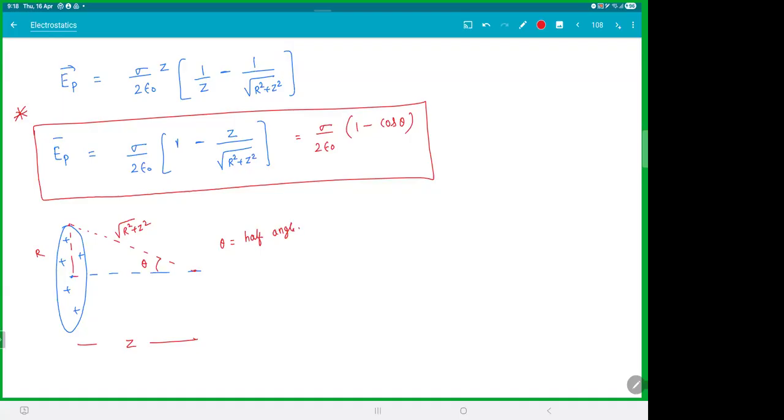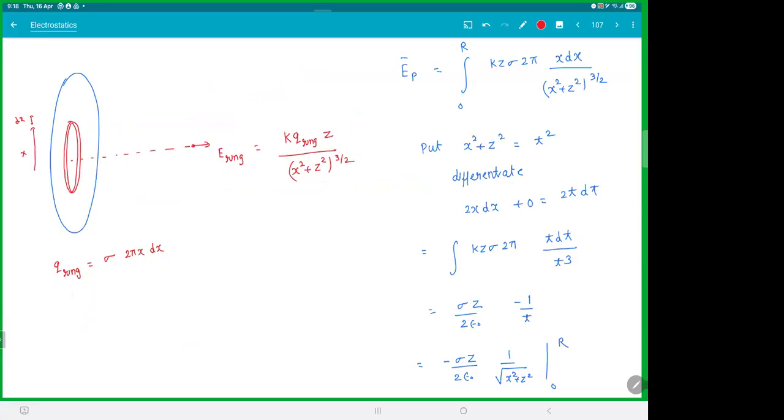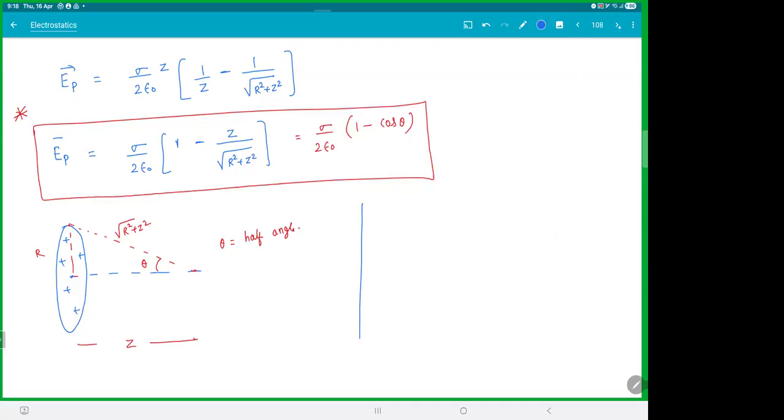All clear with this? Please have a look at the elements. So it's more of a math there. And then the second part of the problem, what happens if your r is infinity? If you make r tending to infinity, then that term z by root over r square plus z square will tend to 0. You will get an interesting answer. You get field is equal to sigma by 2 epsilon. Basically, it becomes a constant.